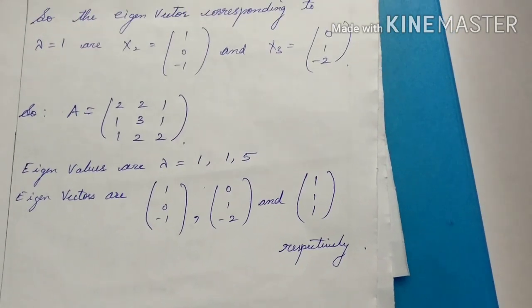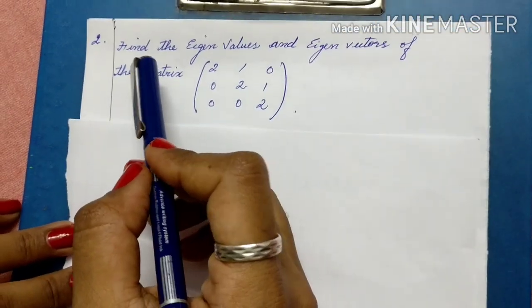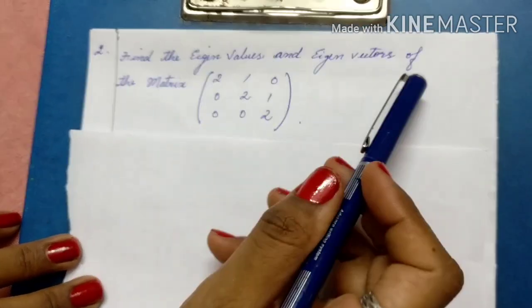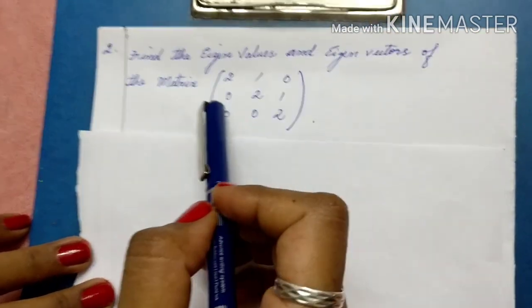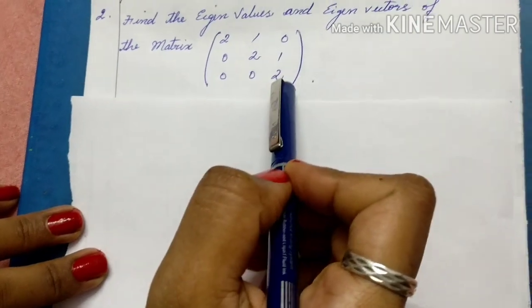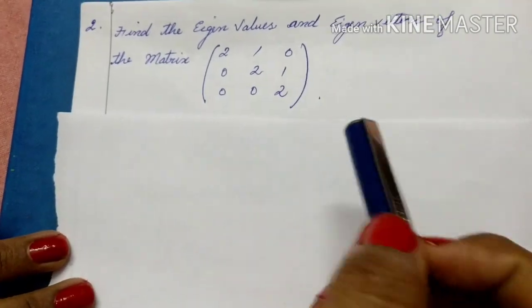Let us consider one more problem here. Find the eigenvalues and eigenvector of the matrix 2 1 0 2 2 1 0 0 2. Let's check what happens in this problem.